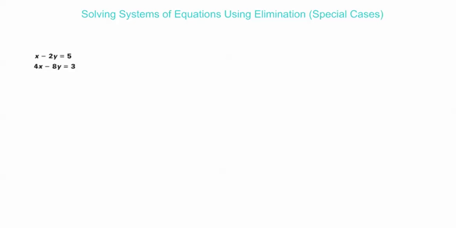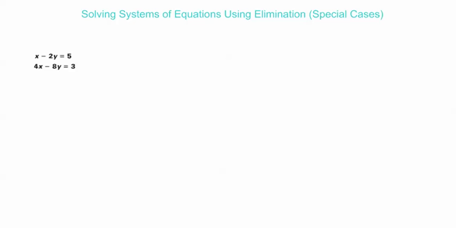Now we're going to look at solving systems of equations using the elimination method. The two special cases that we're going to look at are when you have a system that is inconsistent, and then the other one where the system is consistent and dependent.